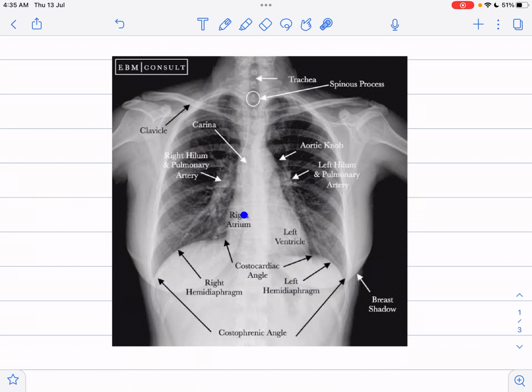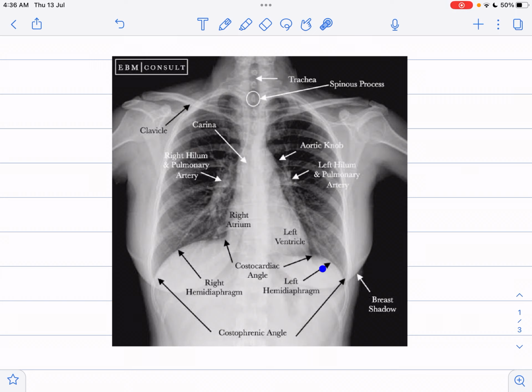Then we have this is the right ventricle, this is the left ventricle, and here is going to be the left atrium, and here is going to be the right atrium. These shadows are the right hilum and the pulmonary arteries. These are the left hilum and the pulmonary artery. Now this one is the costocardiac angle, because this is the heart and this is the costal part. This is the costocardiac angle. This is the right hemidiaphragm.